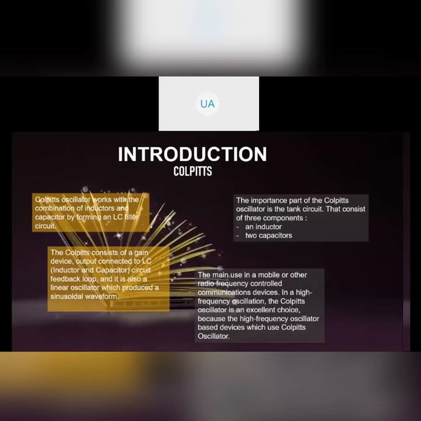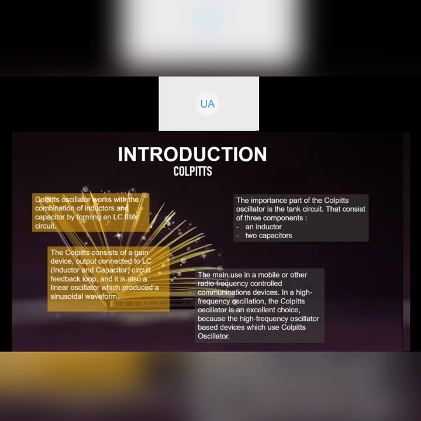For introduction, Colpitts Oscillator works with the combination of inductors and capacitor by forming an LC filter circuit. The Colpitts consists of a gain device output connected to an LC, which is inductor and capacitor, circuit feedback loop, and also a linear oscillator which produces a sinusoidal waveform. The important part of the Colpitts oscillator is the tank circuit that consists of 3 components such as an inductor and 2 capacitors.